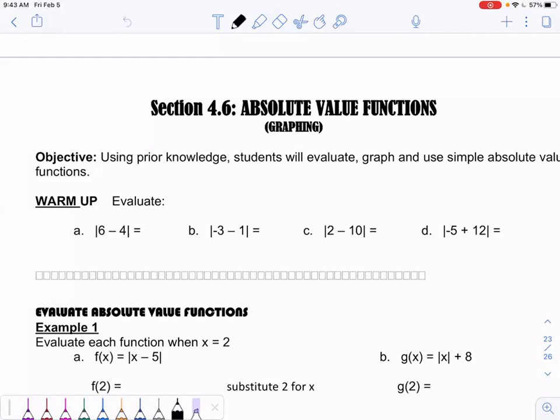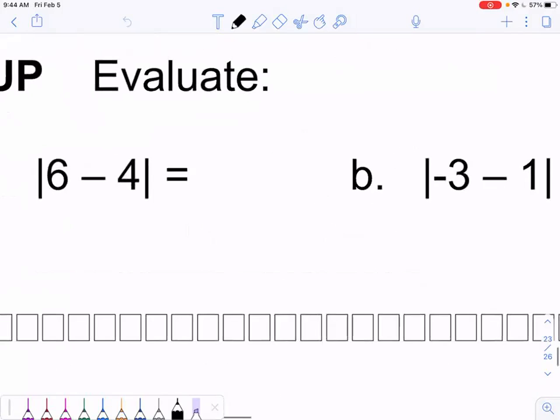So we're going to look at 4-6. Just a quick warm up here. Part A. Haley, what is 6 minus 4? Okay, so you get the absolute value of 2. Haley, what is the absolute value of 2? 2, good.